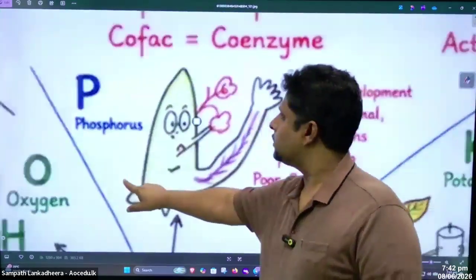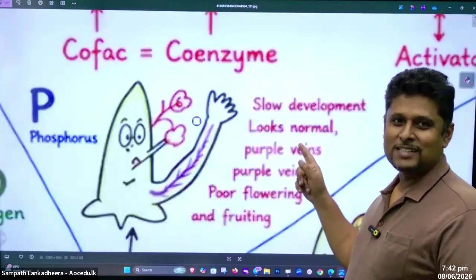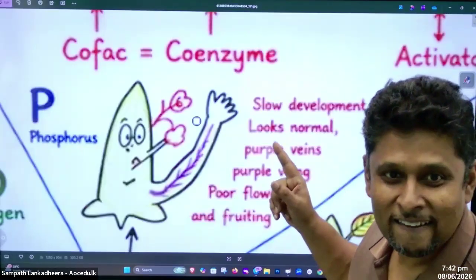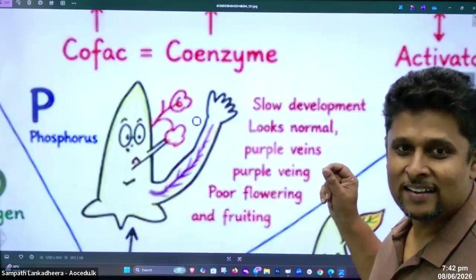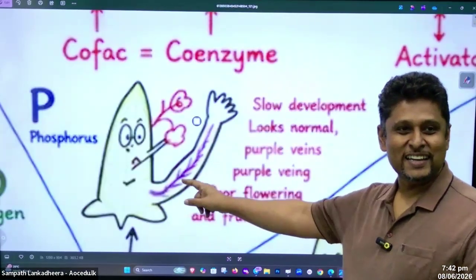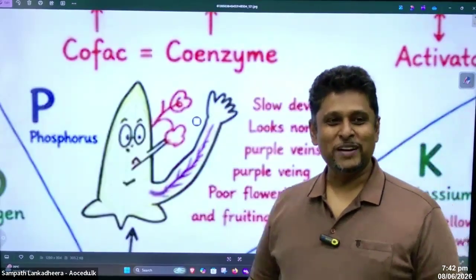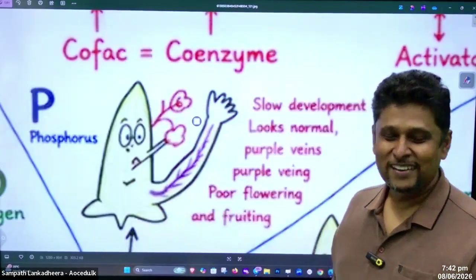Anyway, people, these three result in poor growth. And then, people, phosphorus. Phosphorus, we said something important. What are the symptoms of phosphorus? Purple veins, you can see here. Poor fruiting and flowering, the fruits and the flowers come.